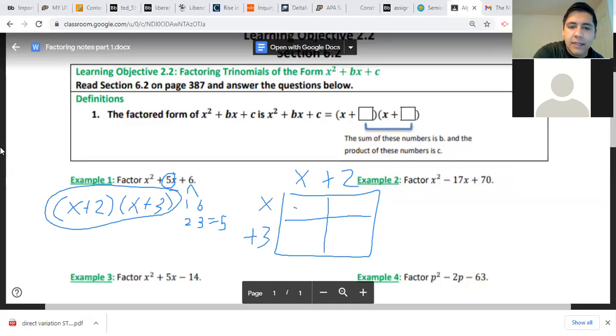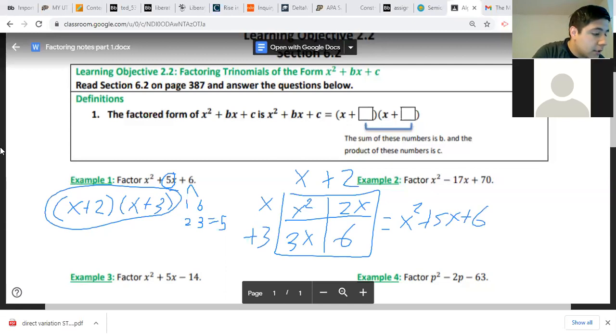So x times x gives us x squared. x times 3 gives us 3x. x times 2 gives us 2x. And then 3 times 2 gives us 6. If we combine those like terms, we would have x squared plus 5x plus 6. So basically what we're doing is the same thing, but in reverse. Instead of multiplying, now we're factoring. So we're doing the opposite of it.